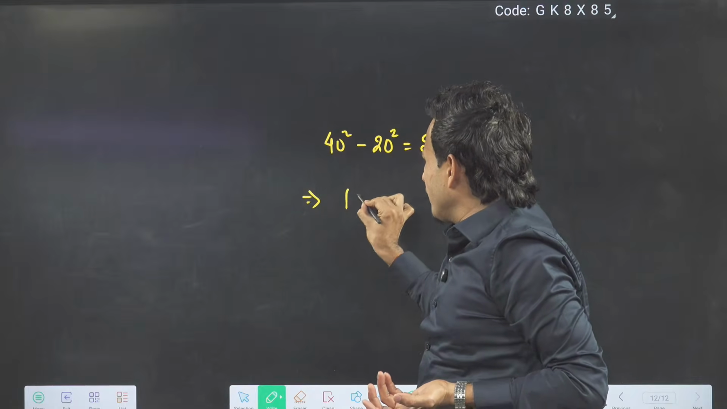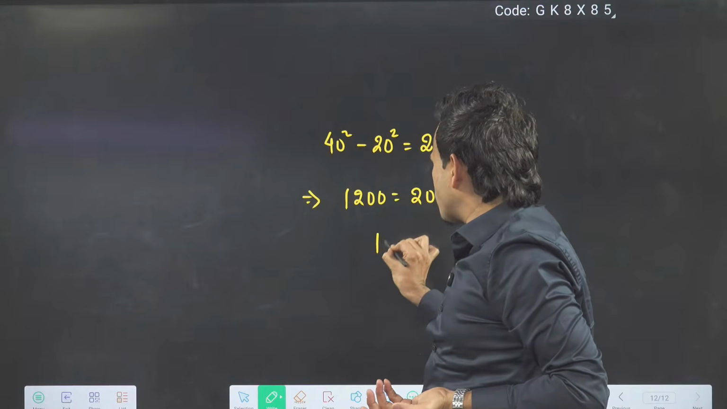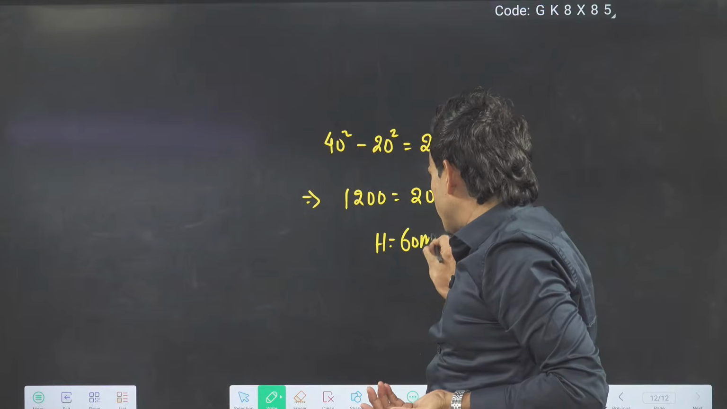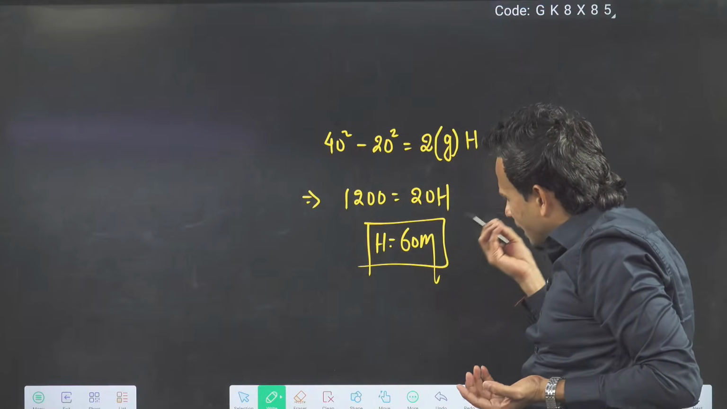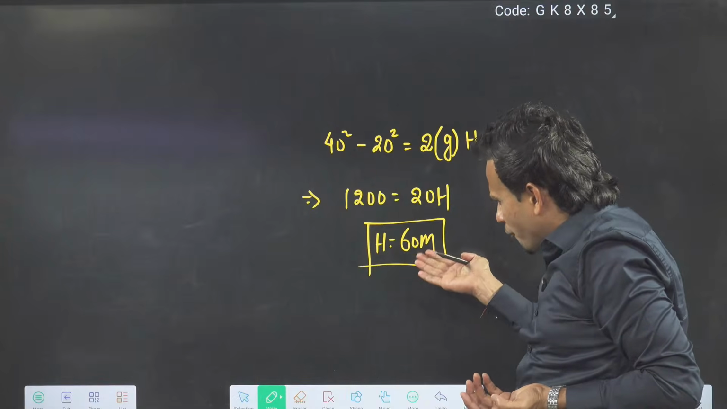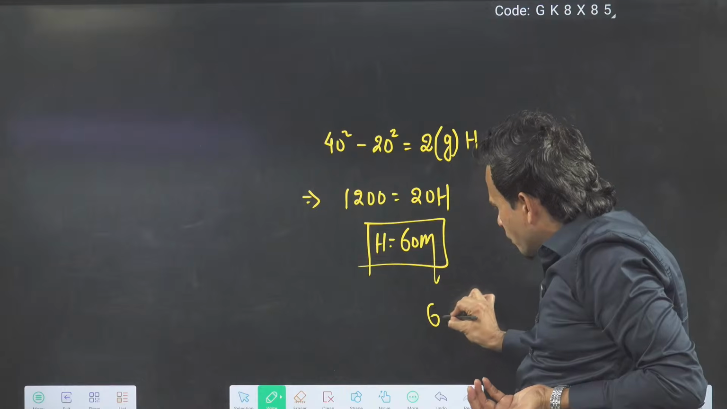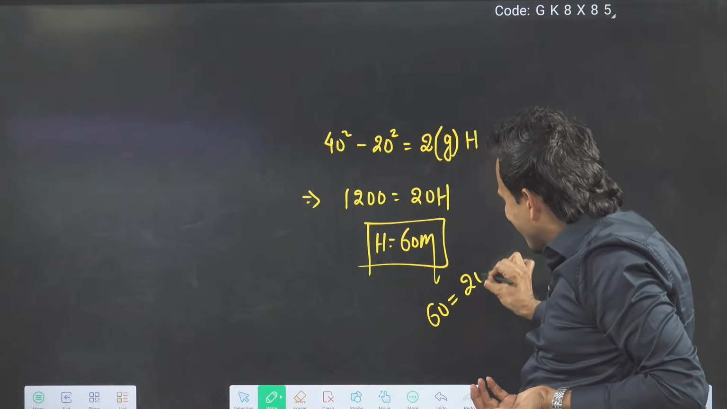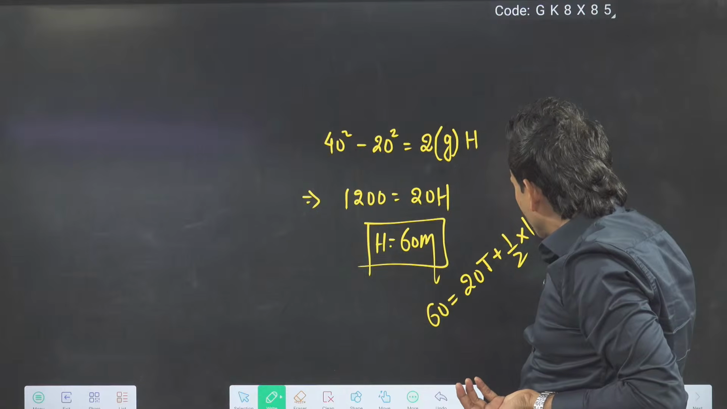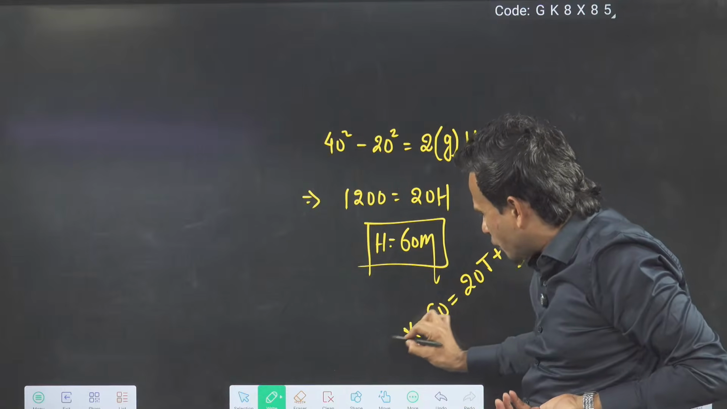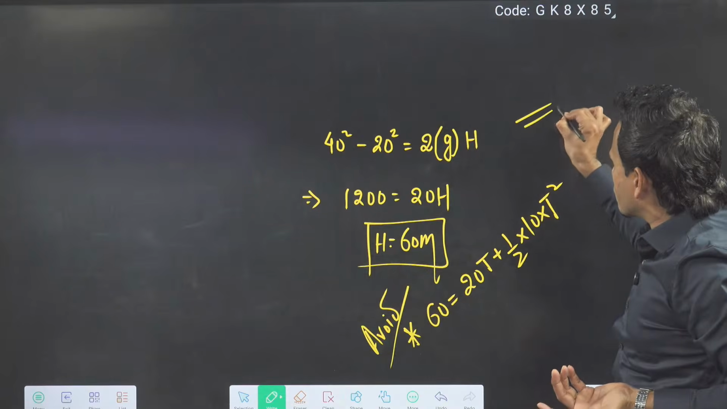1600 minus 400, that is 1200. That will be 20 into h. So h will come 60 meter. No problem. If anyone asks me time, how much time the ball has taken to hit the ground, then if you use second equation, then also time can come, because now you know h. So 60 will be equal to ut plus half g into t square. But this will be a quadratic equation. Avoid it. Time you can find directly using first equation.